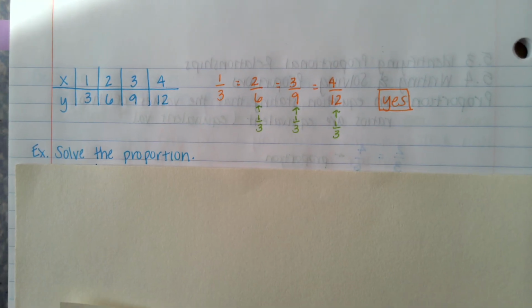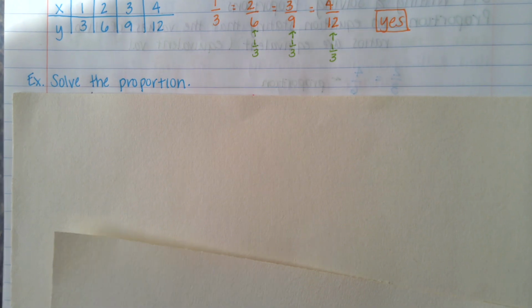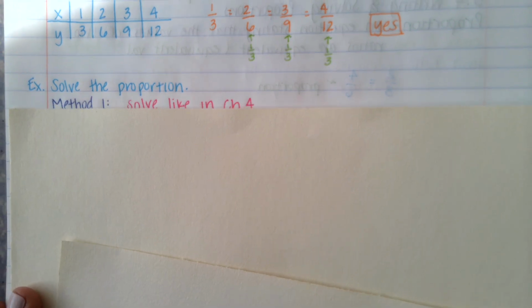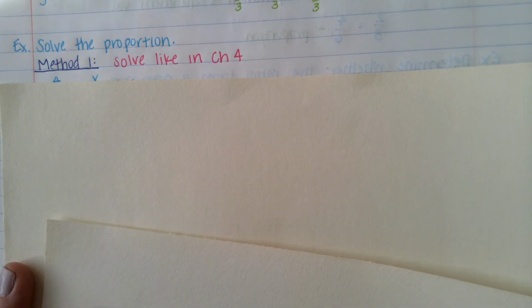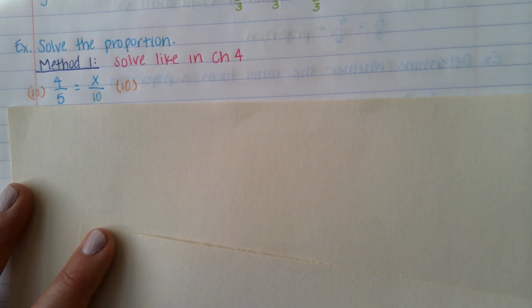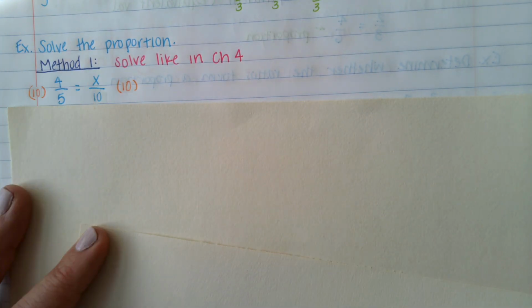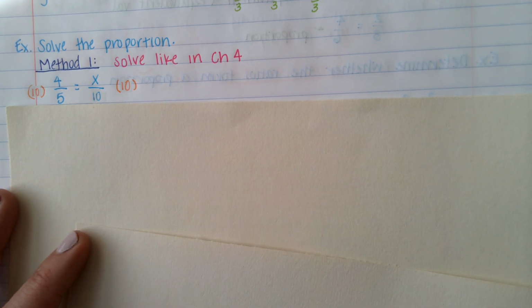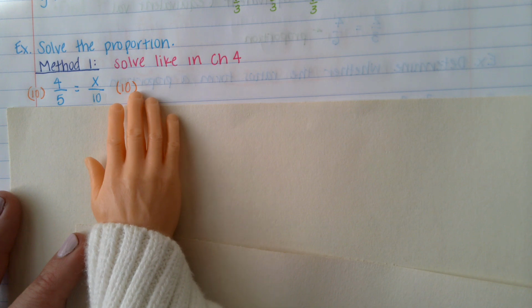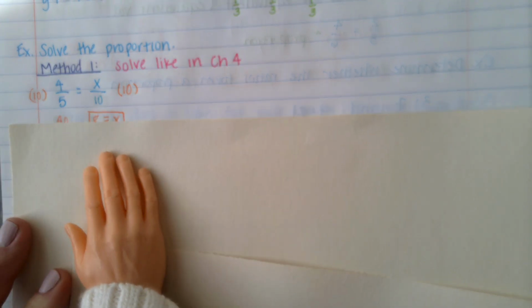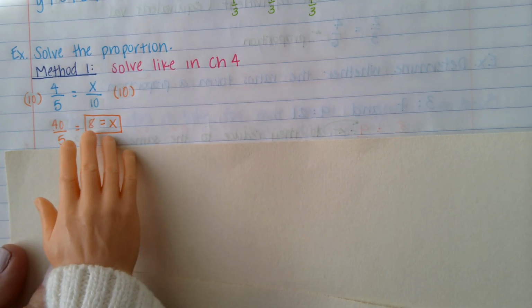Now we are going to solve for a missing number in a proportion. So method 1, we are going to solve as if these are the problems in chapter 4, so solving for the missing variable. If I have 4/5 equals x over 10, to get x by itself, we need to multiply by 10, which undoes this division. So multiply by 10 on the right, multiply by 10 on the left, and 10 times 4 is 40, over 5 reduces to 8, and 8 equals x.